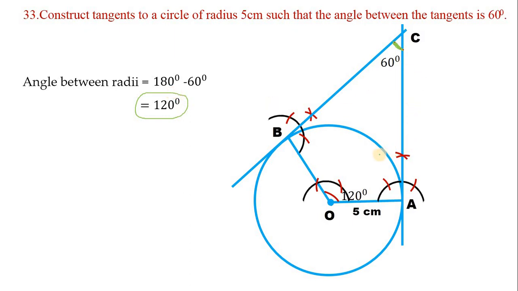Very important, this kind of problem. See, today we have solved all important problems only. Constructing tangents to a circle is very important, and OG is also important. So practice all problems very well.